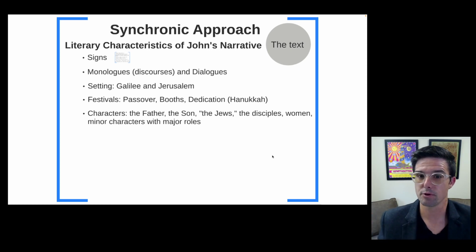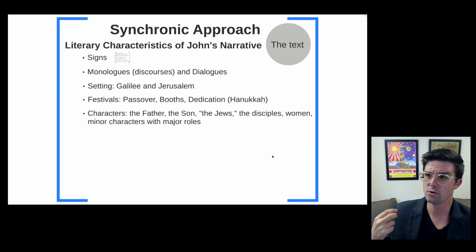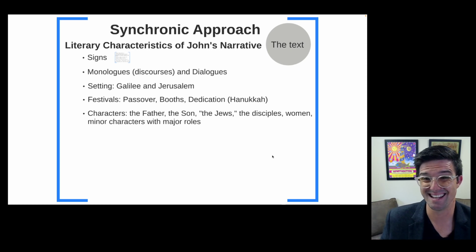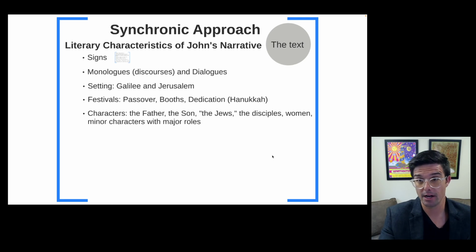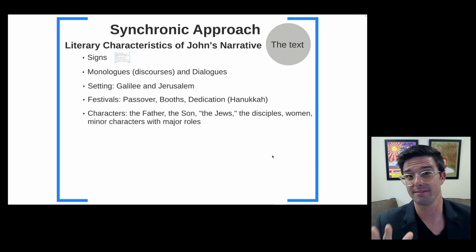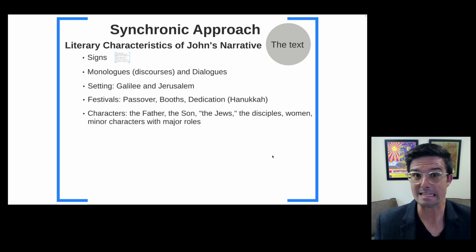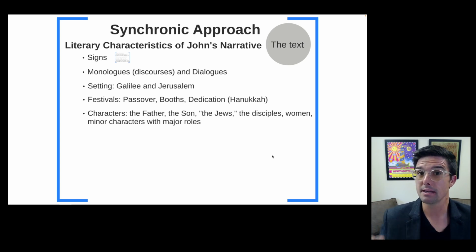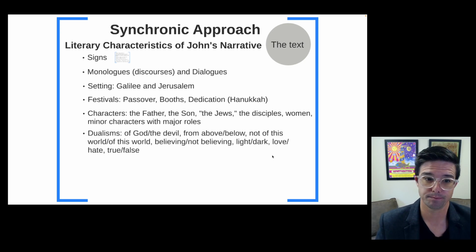Then, of course, we have the disciples, who are sort of a foil to the Jews in the Gospel of John. We have some prominent women characters in the Gospel of John who function to do a number of really different important things in the narrative, and also reaching outside the narrative to the audience. And we also have these minor characters that have major roles. Oftentimes we have these minor characters who aren't even given a name in the Gospel of John, but they do really important things. And they exhibit especially belief in really important ways.